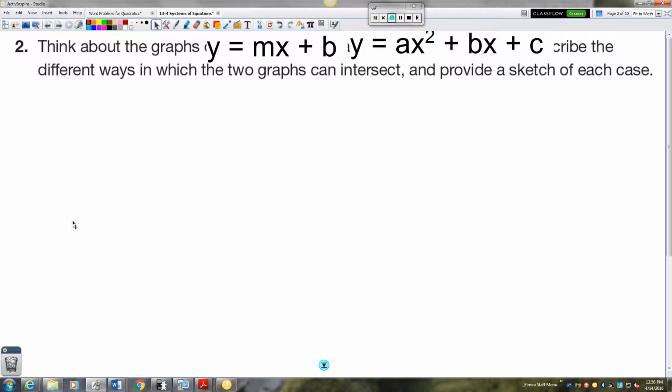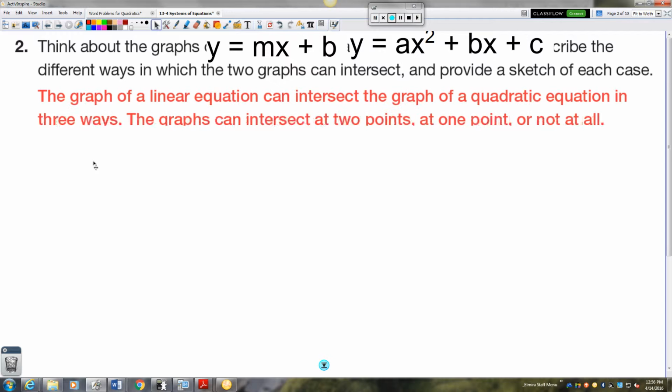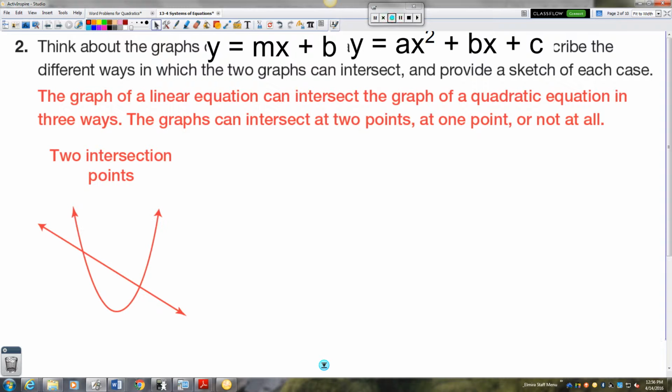So there's 3 possibilities when you graph. Possibility 1, oh wait, I got to talk about this part first. The graph of a linear equation can intersect the graph of a quadratic equation in 3 ways. The graph can intersect at 2 points. Here's what that looks like. Okay, so we have a parabola and a line. And I have an intersection point right here and right here.